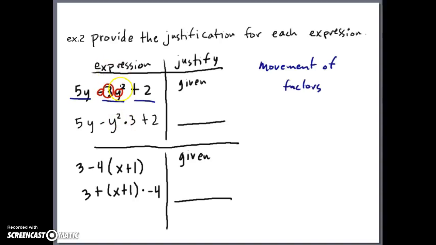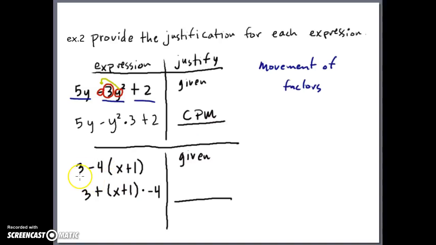They've taken this y squared and they've commuted it. Since it's being multiplied, they commuted it in front of the 3. Now the 3 is being multiplied in the back. So we can go ahead and say, okay, they've moved the factors around. This is the commutative property of multiplication.